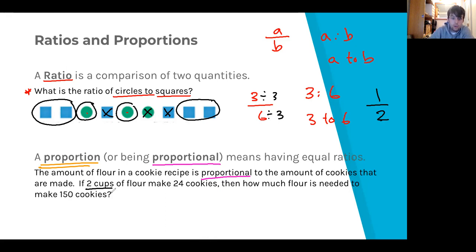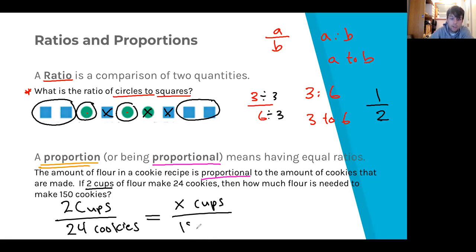So it says that it takes 2 cups of flour to make 24 cookies. We know that this is proportional. It's an equal ratio to this other situation. We want to know how many cups of flour will it take to make 150 cookies. If these things are indeed proportional, amount of flour and cookies, then these 2 ratios have to be equal to each other. You don't need to write the units, you don't need to write cups and cookies, but you do need to make sure you set this up with consistency.